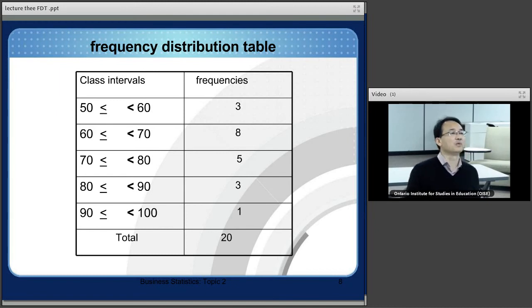So this kind of table is called a frequency distribution table. And from this table, we can see that almost half the students are between 60 to 70. Only one student is between 90 to 100. And 3 students fail the exam. If we say that 60 is the passing grade, so 3 students failed the exam. So from the table, we can easily see the features about 20 students' test score. So this is the frequency distribution table.